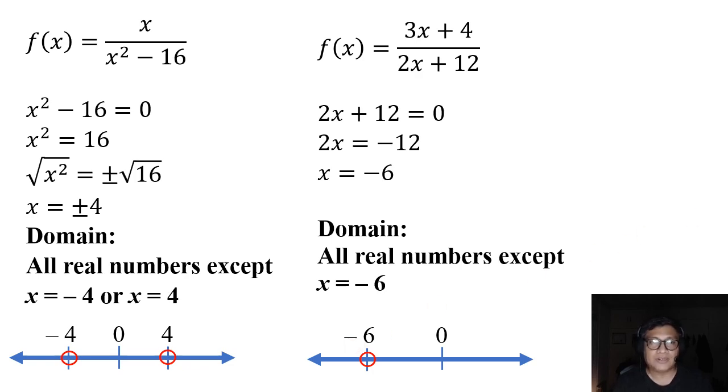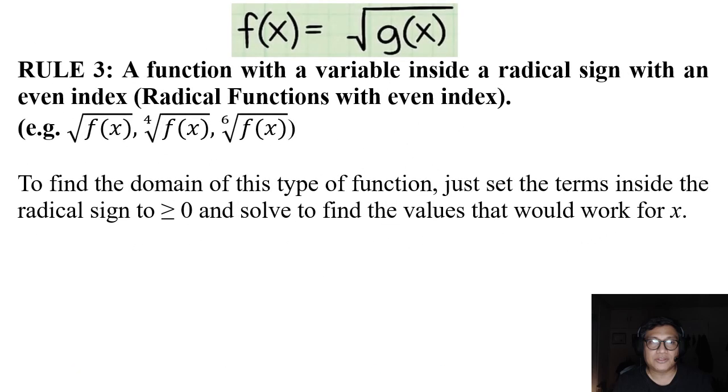Okay, now the third rule is what if we have a radical symbol like square root, cube root, fourth root, fifth root. So this is where rule number 3 will be applied. A function with a variable inside a radical sign with an even index.